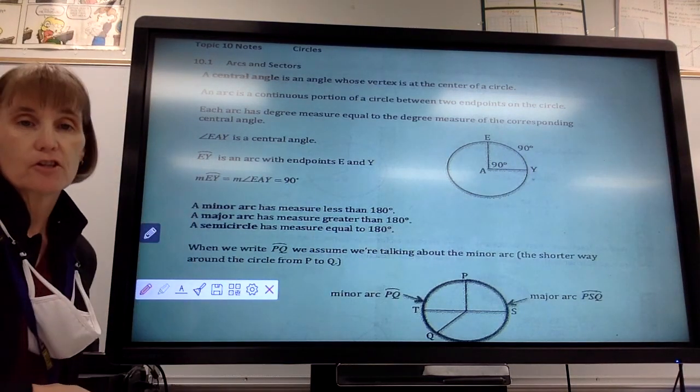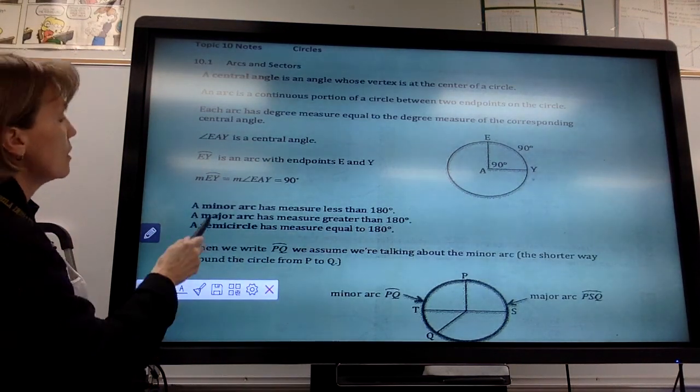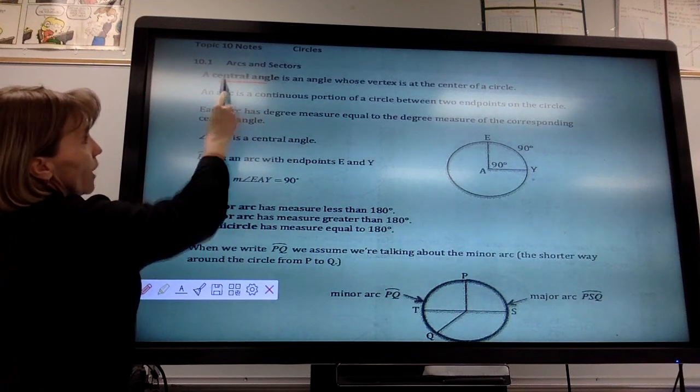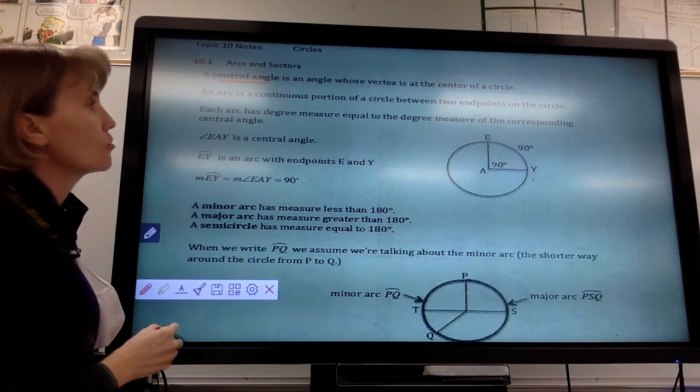Okay, you've got a lot of definitions here on this first page that you're going to want to go through and make sure you understand. Okay, the first one is a central angle. It says a central angle is an angle whose vertex is at the center of a circle.